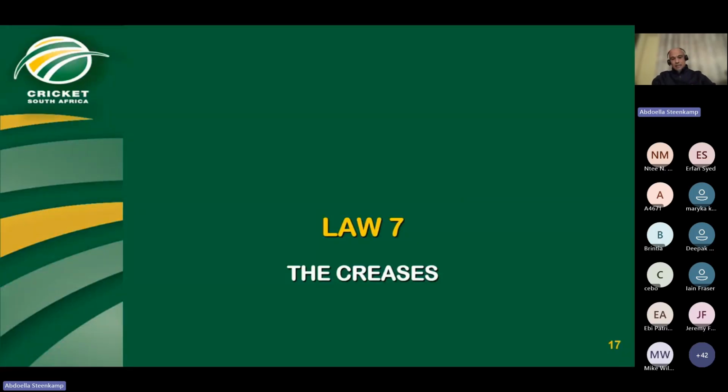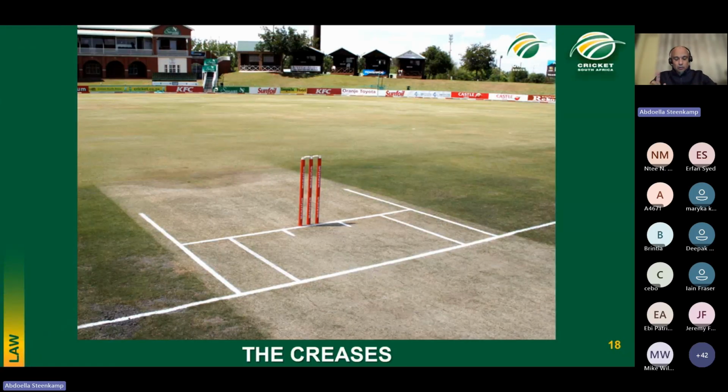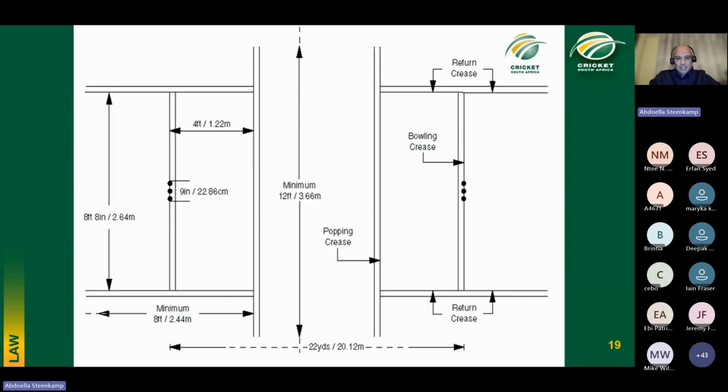When it comes to the creases, there are 3 creases in the laws of cricket. Firstly, there is the popping crease, there is the bowling crease, and there are 2 return creases. Popping crease, bowling, and return creases. What are the lengths of these creases?